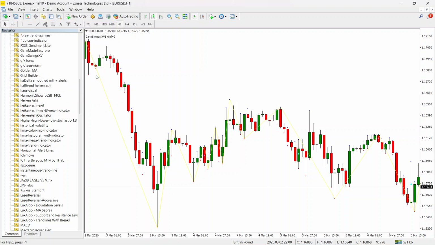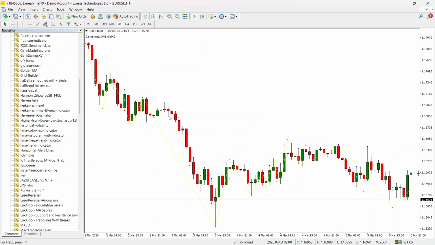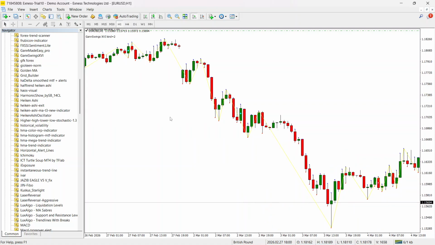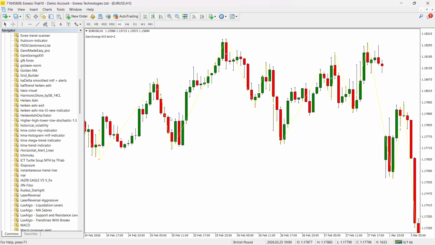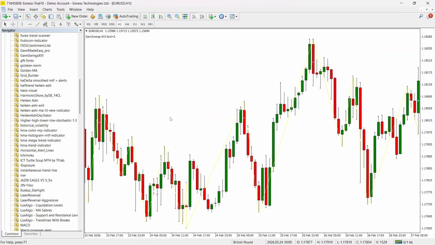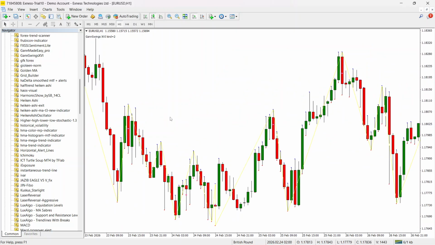Now, who is it for? The Gann Swing Structure MT4 indicator is ideal for traders who want clarity in market structure: trend followers, swing traders, and reversal traders who base decisions on higher highs and higher lows, and lower highs and lower lows.